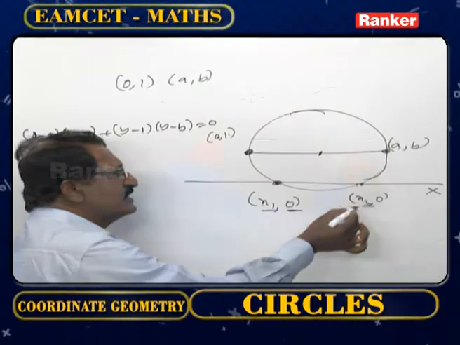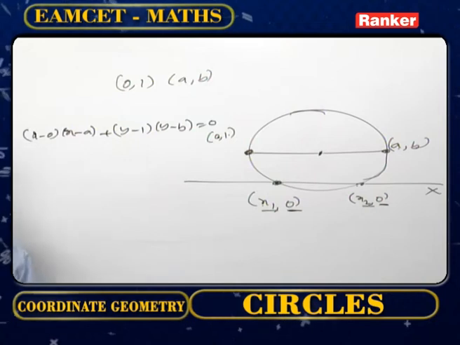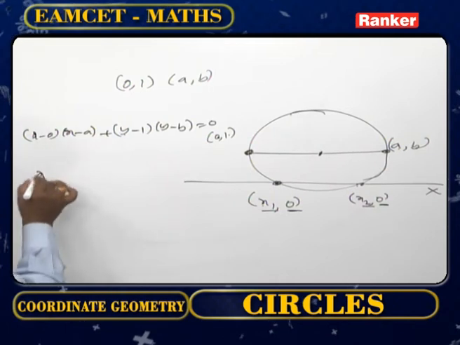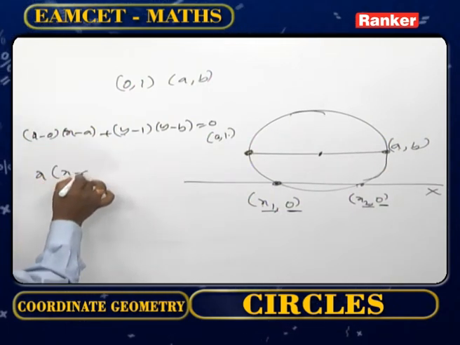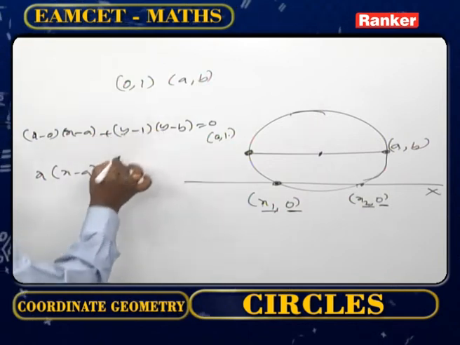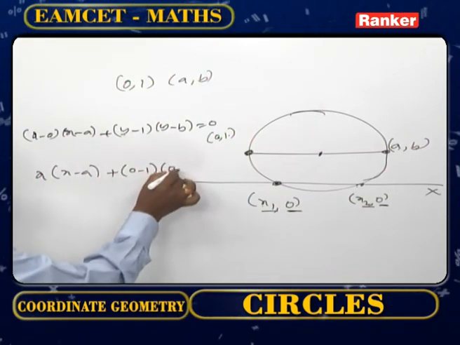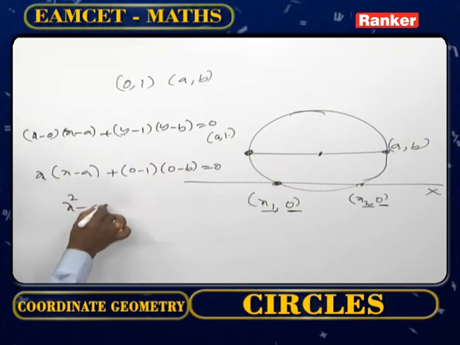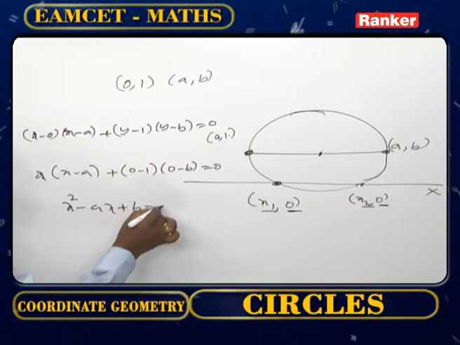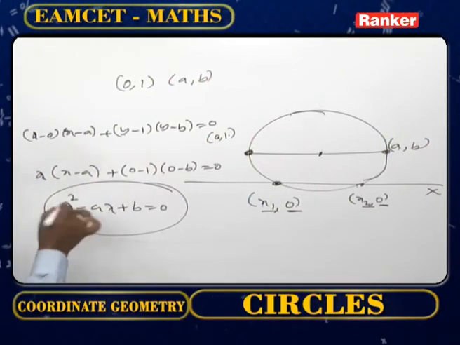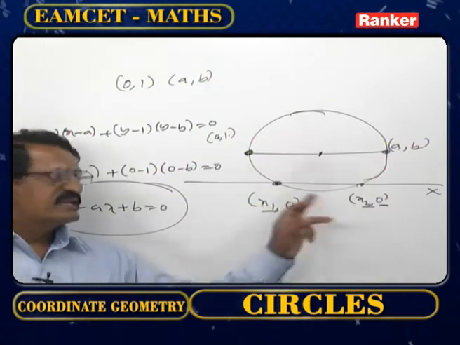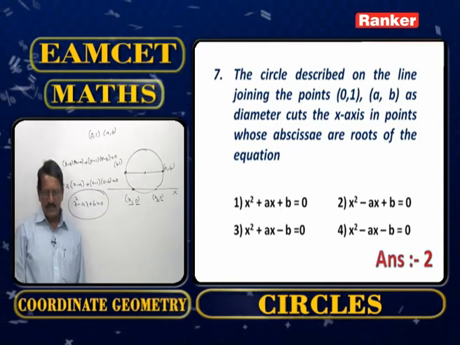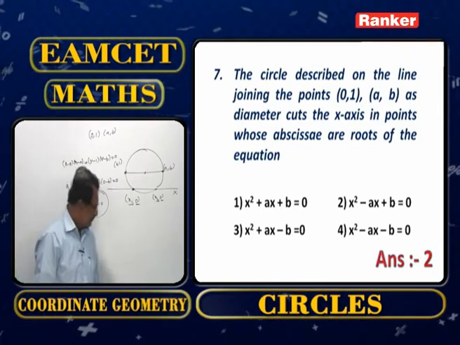On the x-axis, the y coordinate is always 0. In the equation, substitute y equals 0, we get (x minus a)(x minus b) plus (0 minus 1)(0 minus b) equals 0... so x square minus ax plus b equals 0. Now the required quadratic equation whose roots are x1 and x2 is x square minus ax plus b equals 0. Second option.